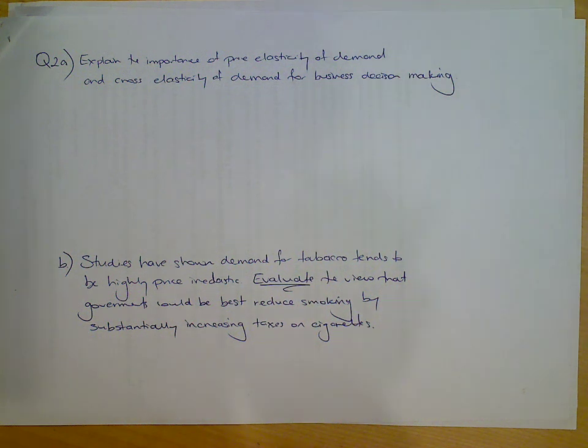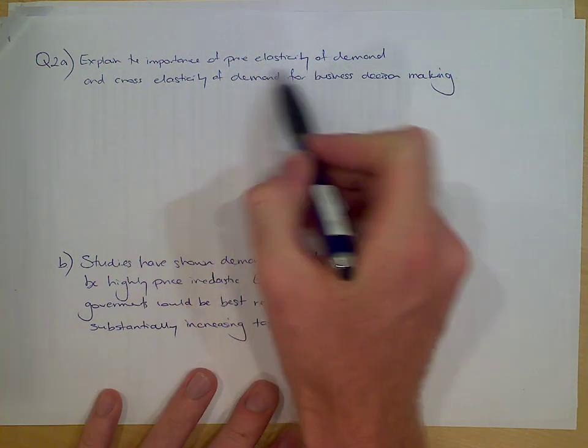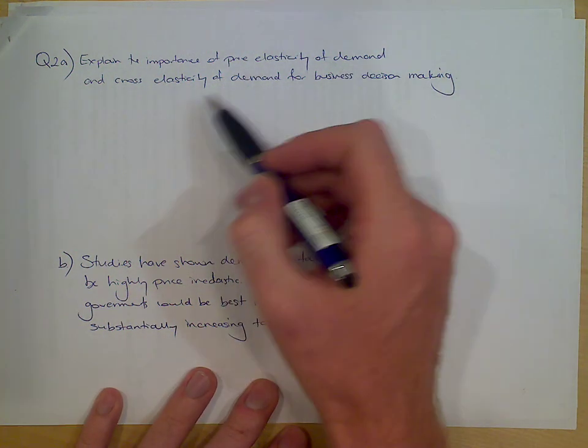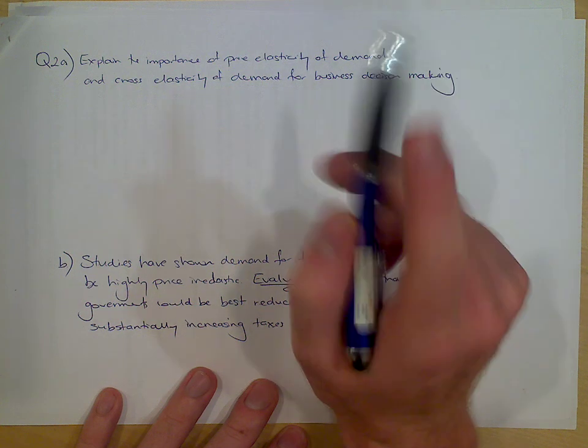So this is a question that lots of people tackled. This is another one of the A/B questions. Firstly, this idea of price elasticity of demand and cross elasticity for business decision making. Most people did pretty well here.